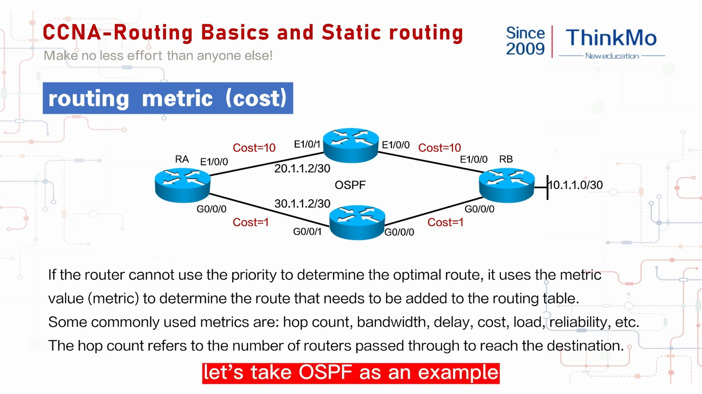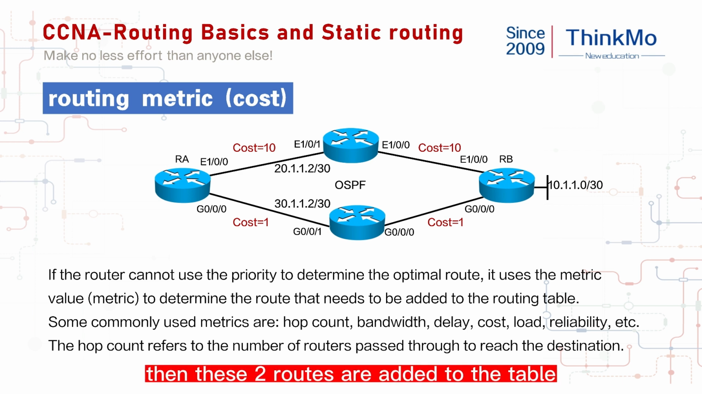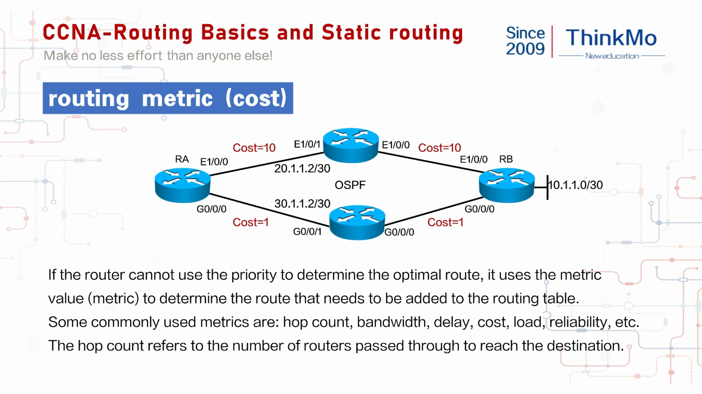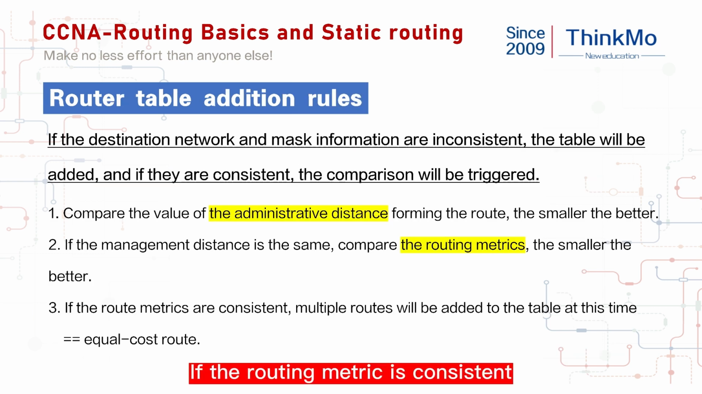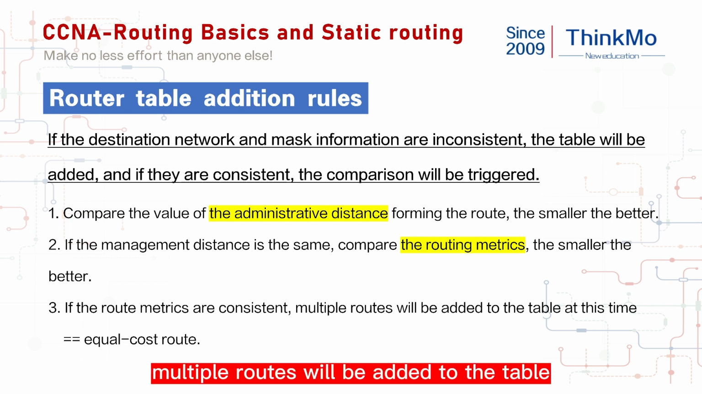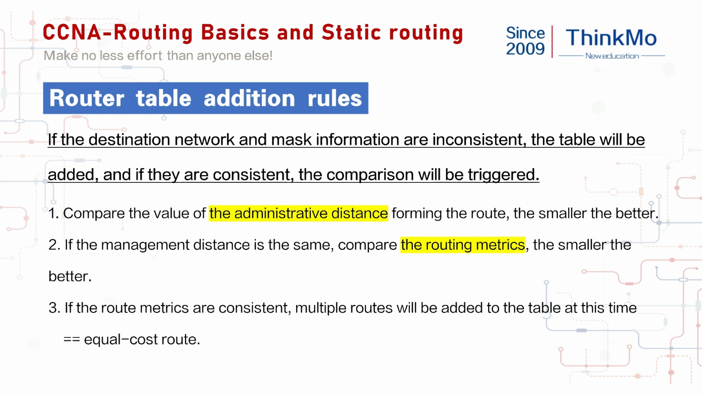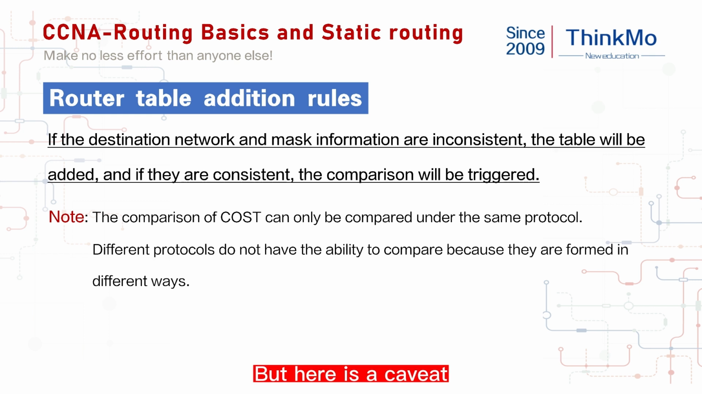Let's take OSPF as an example. If the current protocol is the same and the cost value is also the same, then these two routes are added to the table. This is the principle of adding routes to the table that we are talking about. If the routing metric is consistent, at this time, multiple routes will be added to the table. This is called equal cost routing, also known as load sharing. Both of them are equivalent in terms of forwarding capability. But here is a caveat.